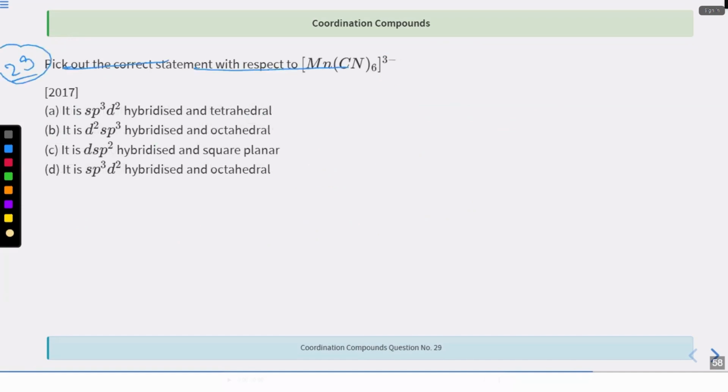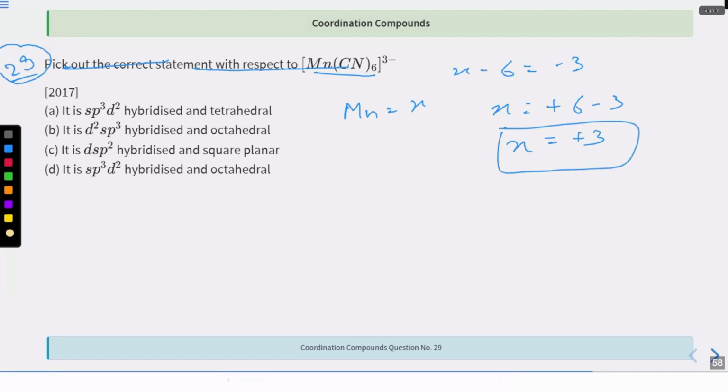Pick out the correct statement with respect to MnCN6 3 minus. So basically, for this I need to know the oxidation number of Mn. Let it be X. So X minus 6 is equal to minus 3. So X would be plus 6 minus 3, which is plus 3. Okay. So Mn is in the plus 3 state, Mn 3 plus. We know that the atomic number of Mn is 25. So it would be argon 3d5 4s2. Okay.